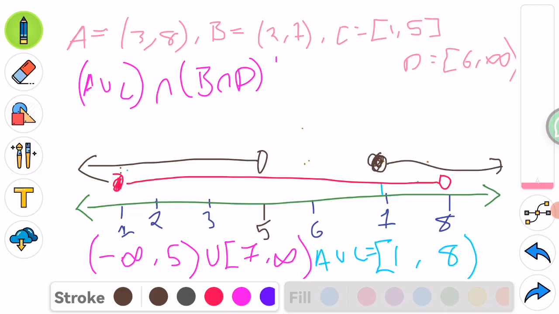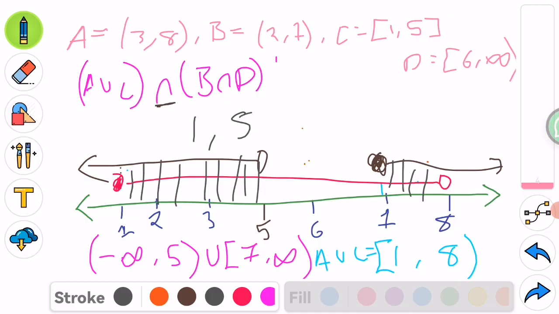So what are we trying to find again? We're trying to find the intersection. So intersection is where these guys meet, or where these guys cross each other. So it's going to be that region there and that region there. So it's going to start from 1 to 5. 1 is shaded, so it's going to be a box bracket like that. 5 is open, so it's just going to be like that.